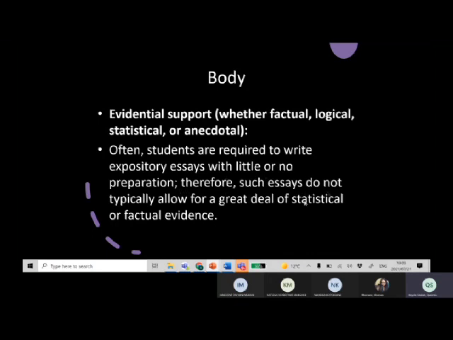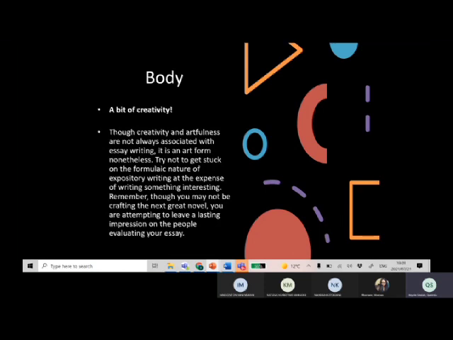Therefore, such essays do not typically allow for a great deal of statistical or factual evidence, except of course you can get this evidence from those that have already written it, so from literature. So a bit of creativity. Though creativity and artfulness are not always associated with essay writing, it is an art form nonetheless.